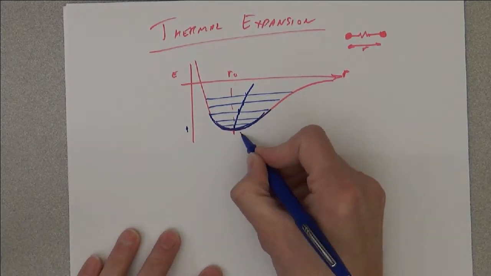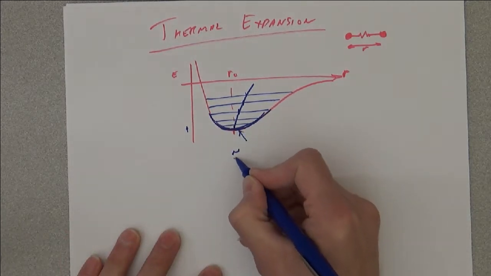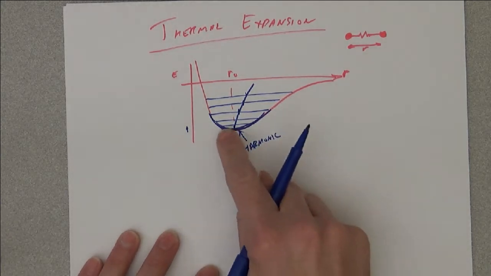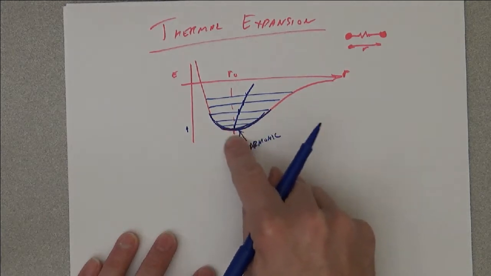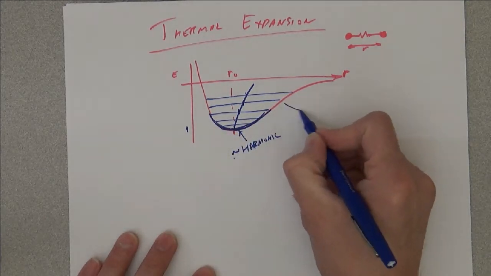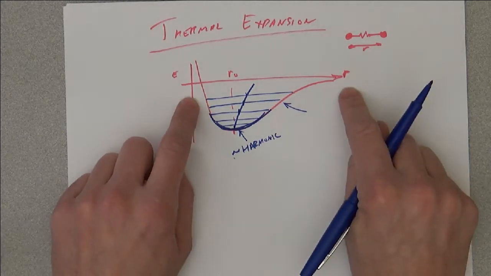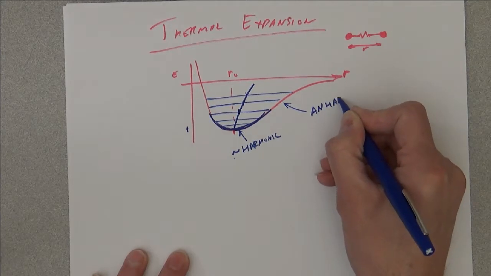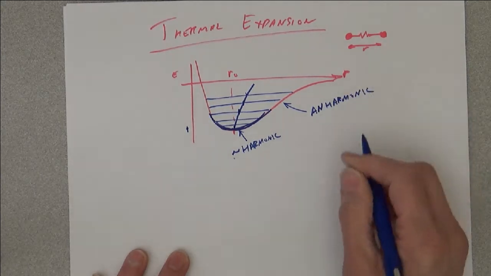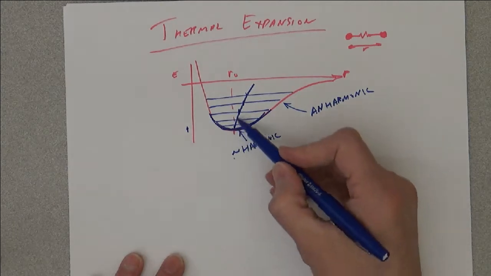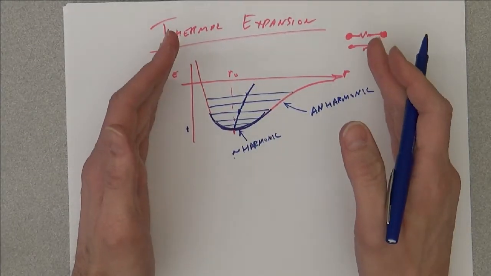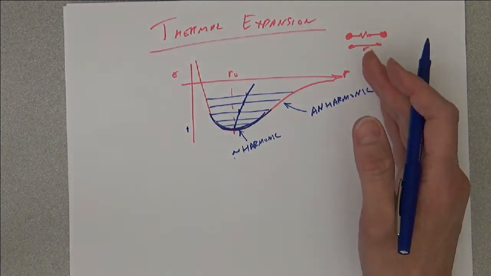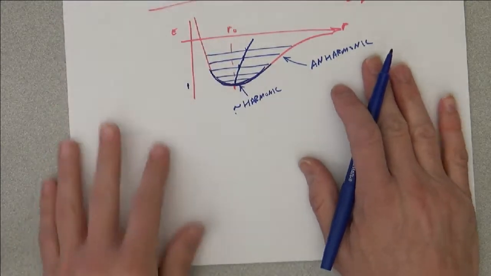So down here at the bottom, this is approximately harmonic, right? We can just treat it as r cubed, or sorry, r squared. But up here, at higher or at larger energies, it becomes anharmonic. So that is the origin of thermal expansion.